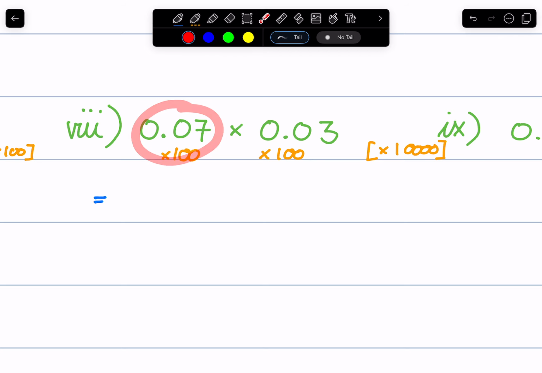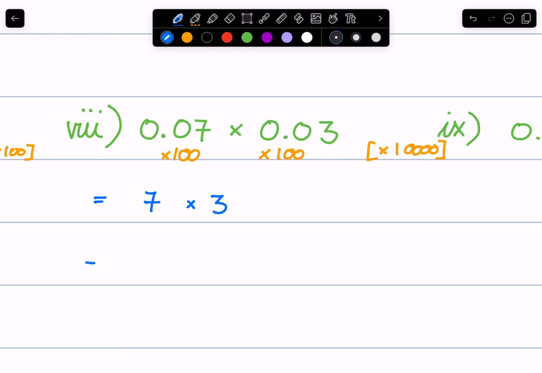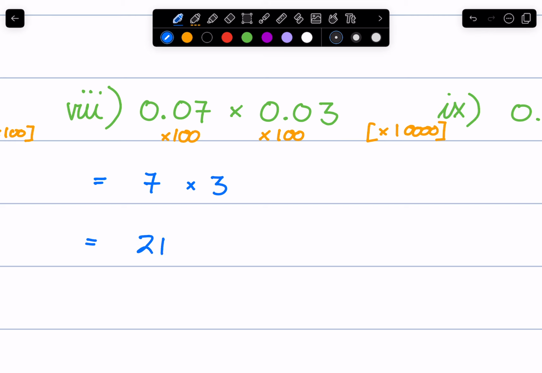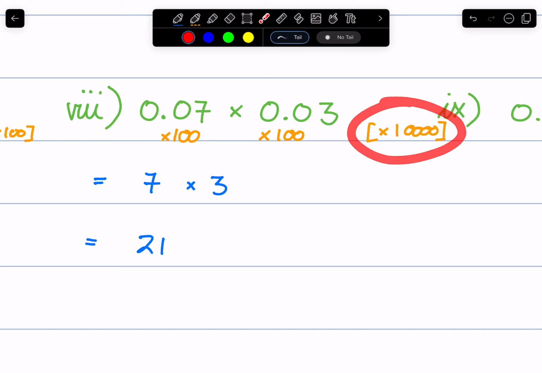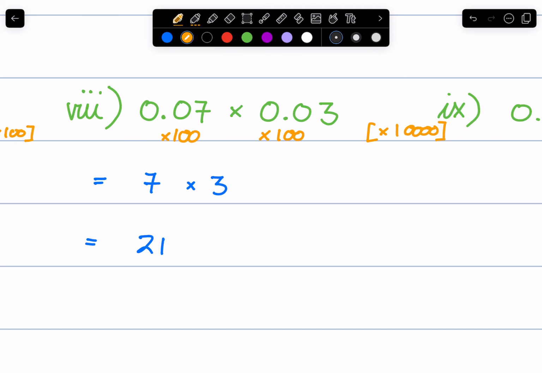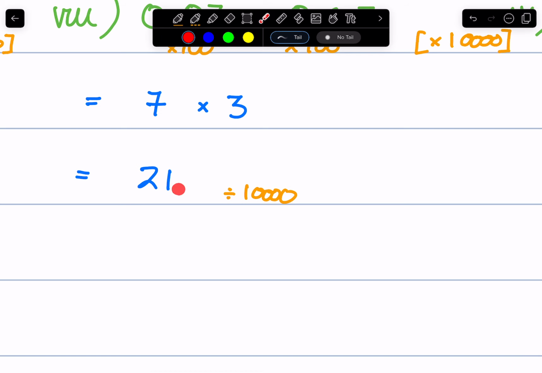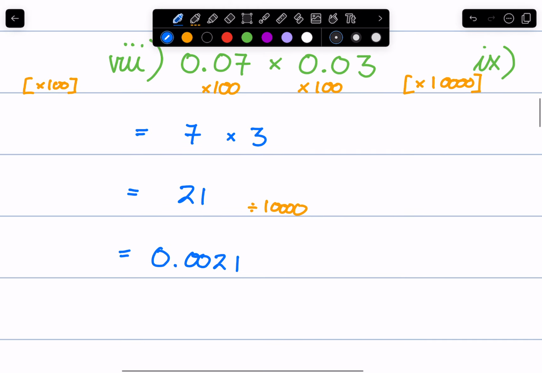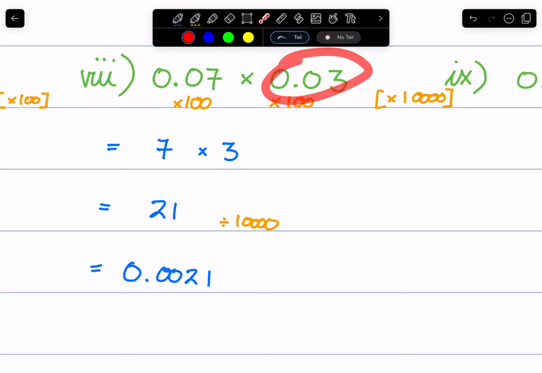So now this number becomes 7 and this number becomes 3. We evaluate this normally. 7 times 3 is 21. But now, since we've multiplied by 1 with 4 zeros, we need to reverse that by dividing by 1 with 4 zeros. So that means we are moving the decimal place, which is here, 4 spaces back to the left. So 1, 2, 3, and 4. So that's 0, 0, 2, 1. So it'll become 0.0021. So 0.07 times 0.03 equals 0.0021.